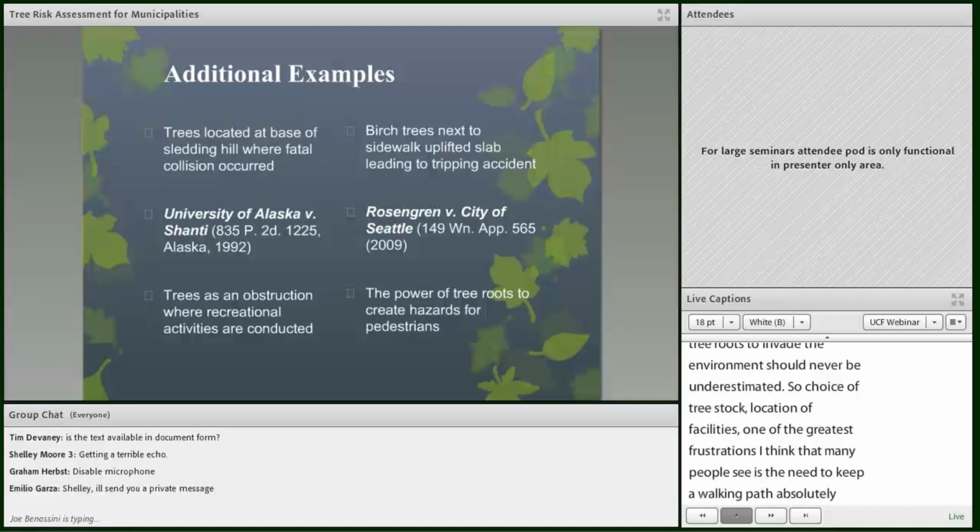So those are just four simple, basic examples of the liability exposure we're talking about.